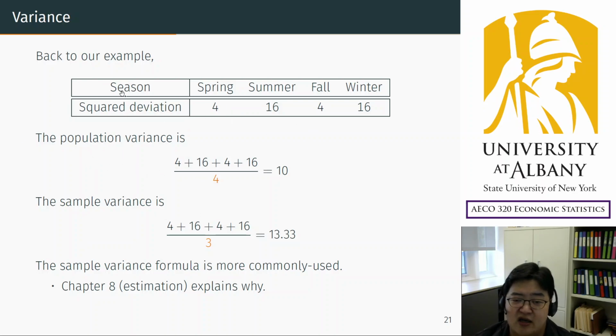Like earlier, we calculated square deviations this way. If you use the population variance, you have to sum the squared deviations and divide by the sample size 4, which will give you 10. But if you use the sample variance formula, the denominator becomes 3, 4 minus 1. So the variance should be 13.33. That is the difference.